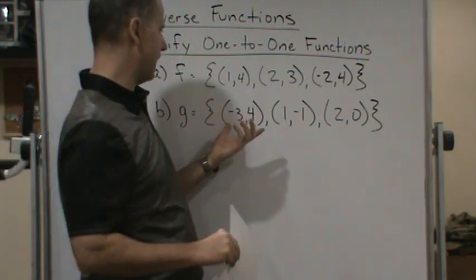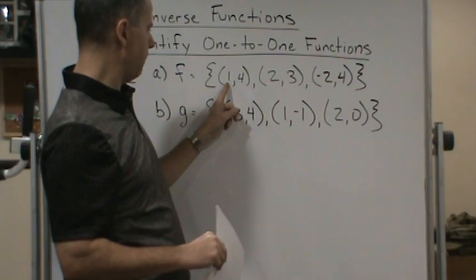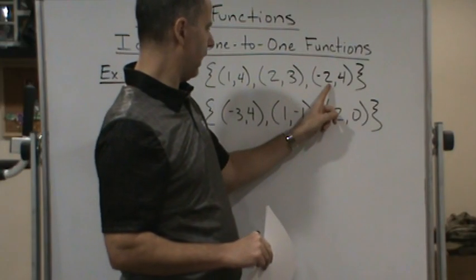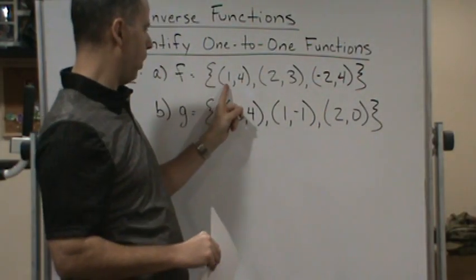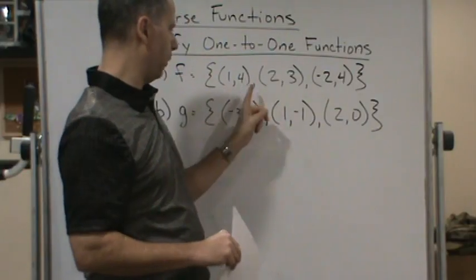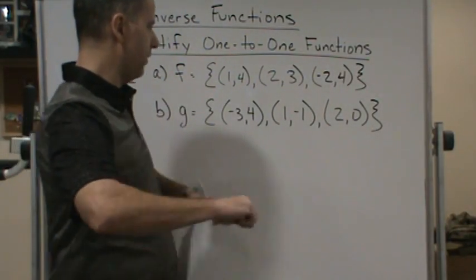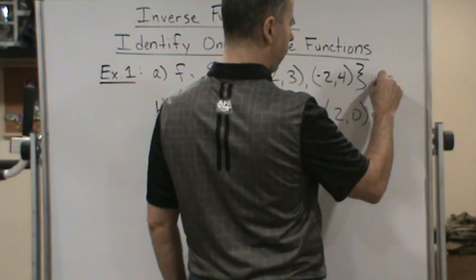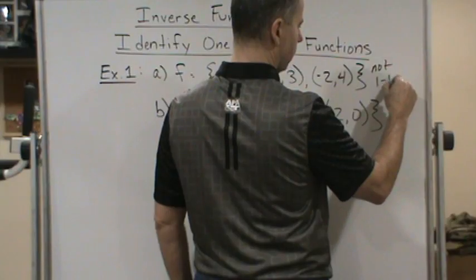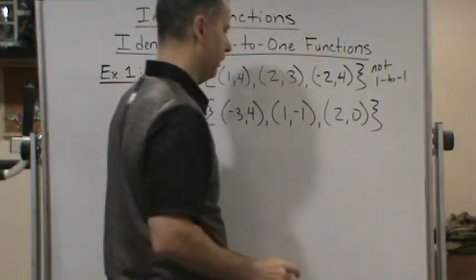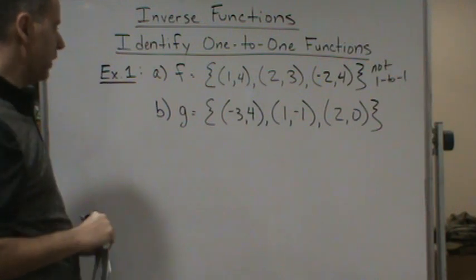Now, if you look at this case here, you see that we have this one and this point, right? So we have this ordered pair and this ordered pair. Notice that 1 and -2 are both being mapped to 4. So this is not one-to-one, right? So this one would be not one-to-one. Now, what about G?